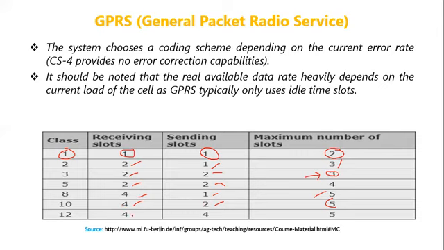Similarly, the device in class 12 can receive in 4 slots and can send in 4 slots. But the maximum number of slots that it can use is 5 slots only. So if it is receiving in 4 slots, then it can send only in one slot. Or if it is sending in four slots, then it can receive in only one slot. Or it can receive in 3 slots and send in 2 slots. Some combination of slots, but it should not exceed 5. So that's the point. The maximum number of slots is the key. Depending on the maximum number of slots, accordingly only the devices can use. Okay.